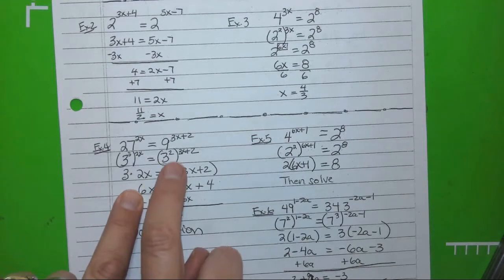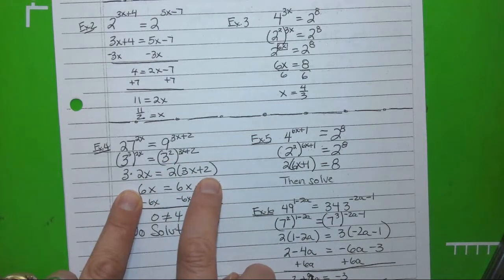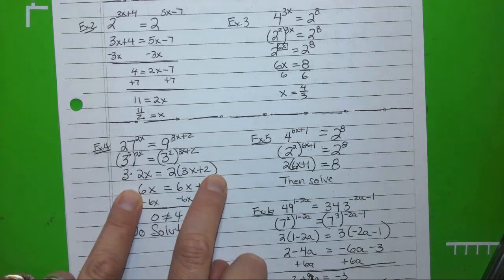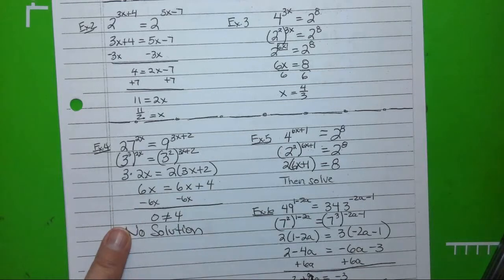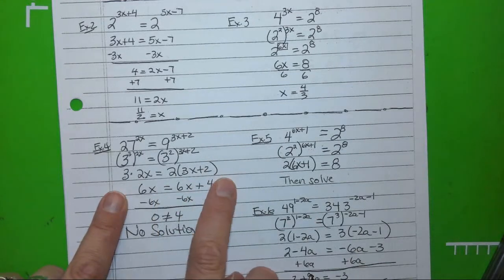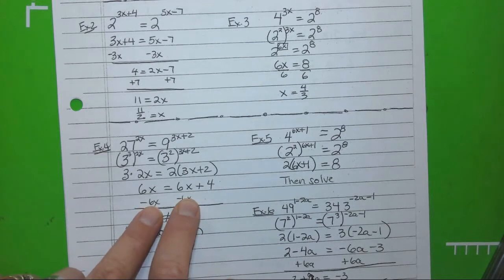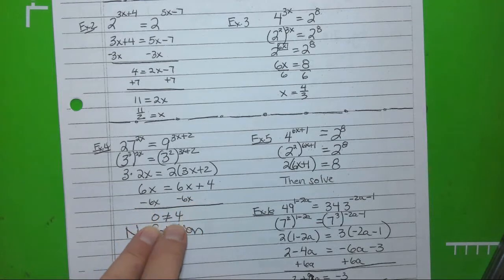So 3 times 2x has to equal 2 times 3x plus 2. Don't forget to pass it out. Okay? Questions on that one? And then you set them equal. Now, when I set it equal, I got 6x equals 6x plus 4. I subtract my 6x, and I get 0 equals 4. Well, is anything going to make 0 equal 4? No, so it's no solution.